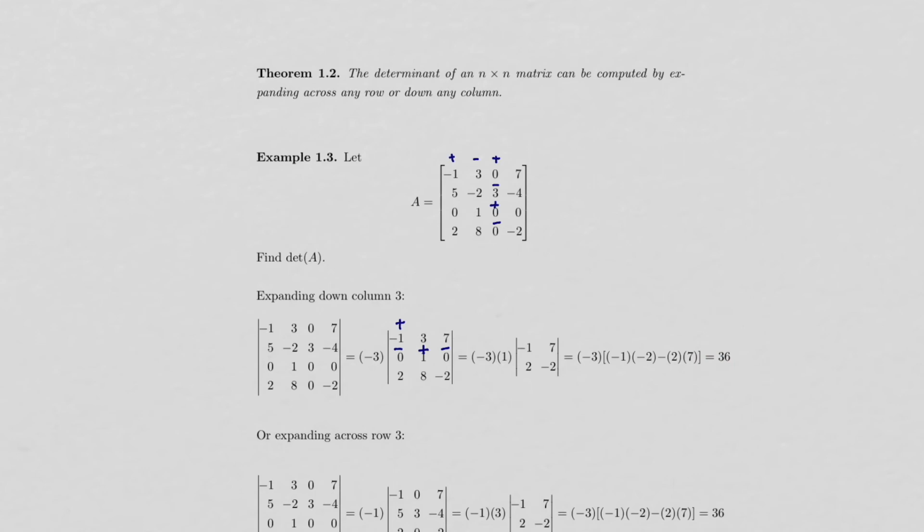Okay, so let's do this again, and we'll expand across row 3. Well, I need to get my overlay of signs for row 3 now. So here's my overlay of signs for row 3. Starting, as always, at the top left, I'm going to go down to row 3 and then across. So positive, negative, positive, negative, positive, negative.